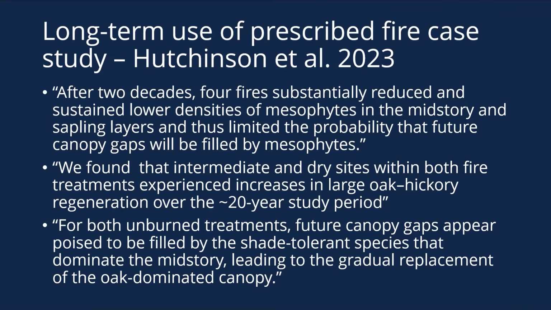And this was particularly important in intermediate or dry sites, where they found that the fires increased large oak hickory regeneration over the period. Right. So they set it up. Now, if you didn't burn at all, on dry and mesic sites, low and high productive sites, even with thinning, it was kind of all moving towards the mesophytic species, the maples and things.